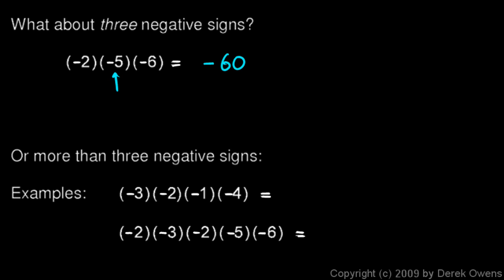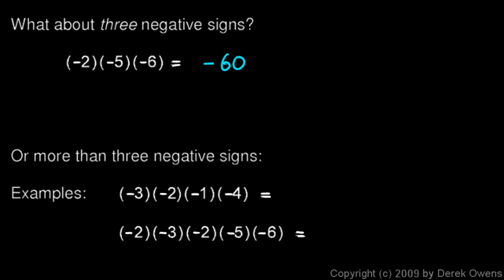And you could think of these two as canceling out, and this one remaining, or you can think of these two as canceling out, and this one remaining. It doesn't matter. Just recognize that two of them cancel out, and a third one remains, so we get a negative sign on the answer.